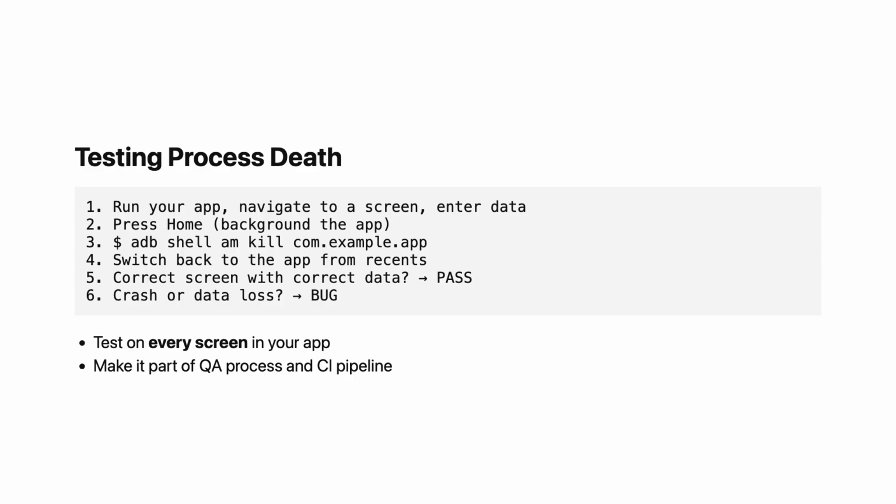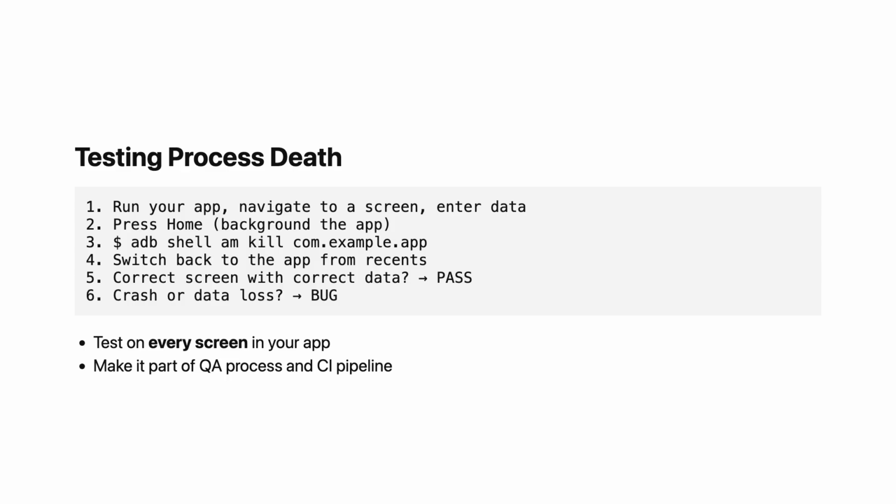Now tap your app's icon or switch back to it from the recent screen. The system will recreate your activity from the saved state bundle. If your app shows the correct screen with the correct data, congratulations, you handle process death properly. If it crashes or shows the wrong screen or loses the user's data, you have a bug, and it is the most common kind of Android bug. You should do this test on every screen in your app. Make it part of your QA process. Some developers even add it to their CI pipeline using automated UI tests that kill the process mid-flow.